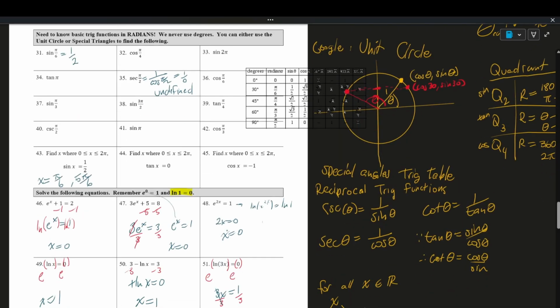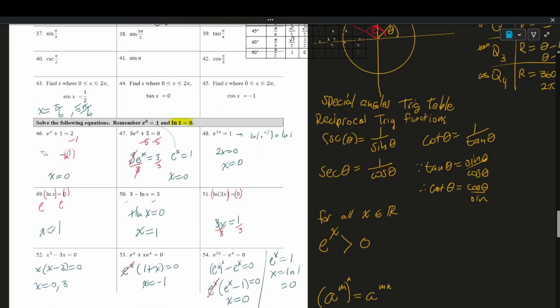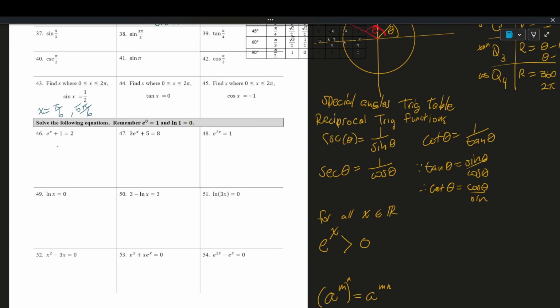Okay, let's erase all of this. So solving these exponential equations, we have to remember just a few things. Well, they have it written here that e to the 0 power is 1. Well, essentially all numbers to the 0 power equal 1, and e is a number, so that's true. Natural log of 1 is 0. That's also always true.